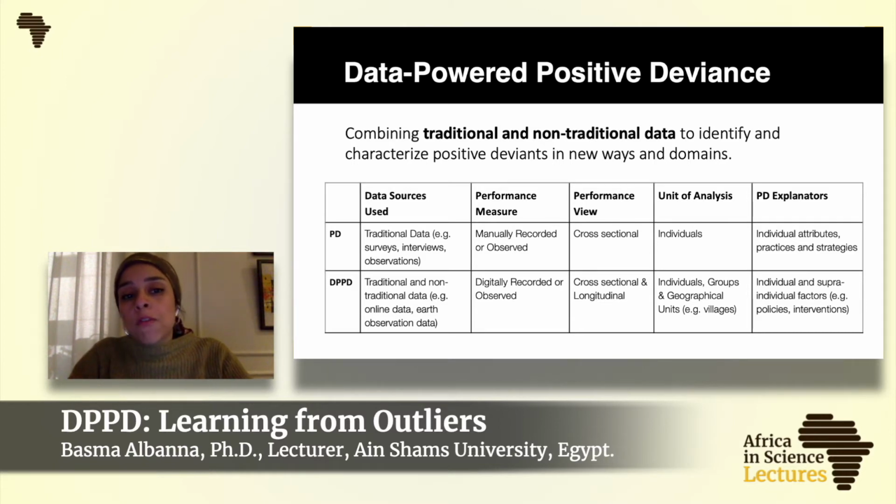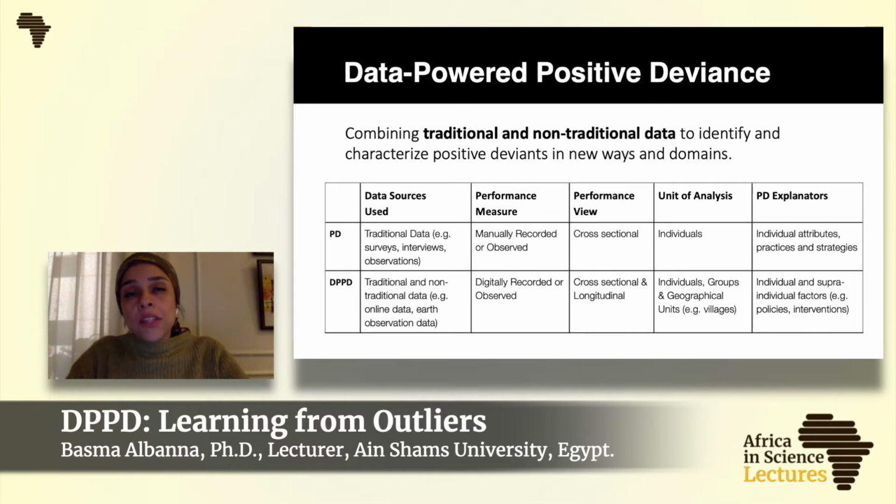When it comes to the performance measure, in the positive deviance approach, you usually rely on manually recorded or observed performance indicators, similar to what Sternin did. He went to the village, recorded the weight and height of the children, and based on it identified the abnormal families or the abnormal children. In the data-powered positive deviance, we are relying mainly on digitally recorded or observed performance indicators.